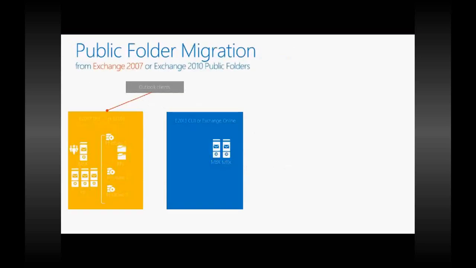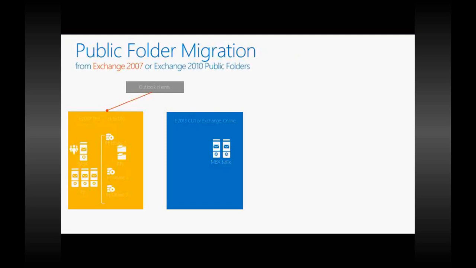So the actual steps of migrating from 2007 or 2010. At the moment, you can see from the slide here that our Outlook clients are just looking at the 2007 or 2010 public folders. We've actually got 3 databases here. So we've got public folder database 1, 2, and 3. And what we want to do is bring those across to Exchange 2013 or bring them across to Exchange Online, to Office 365.